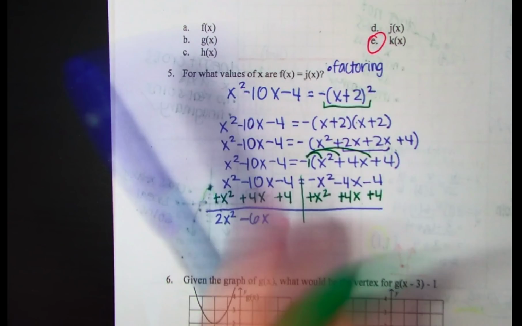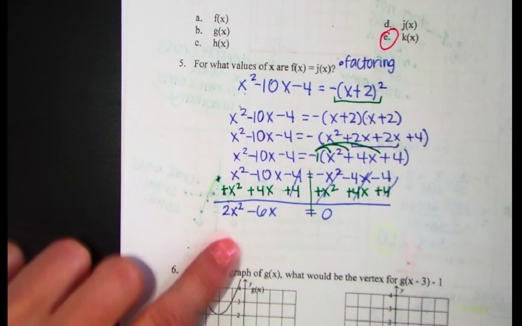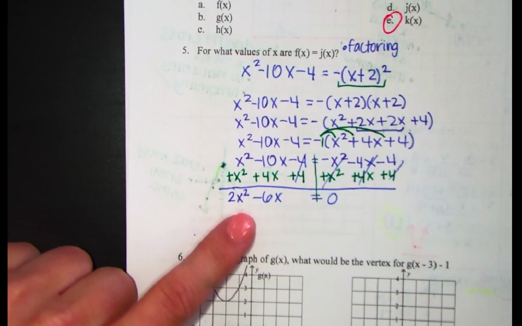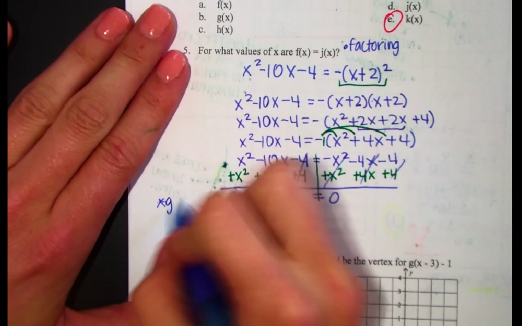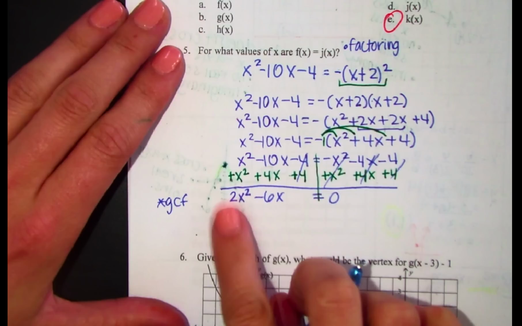And then negative 4 plus 4 cancels. And then the rest of this cancels. So I'm left with two terms that I need to factor. When we have two terms like this, we want to factor using GCF. So I'm going to divide out the largest number possible from 2 and 6.